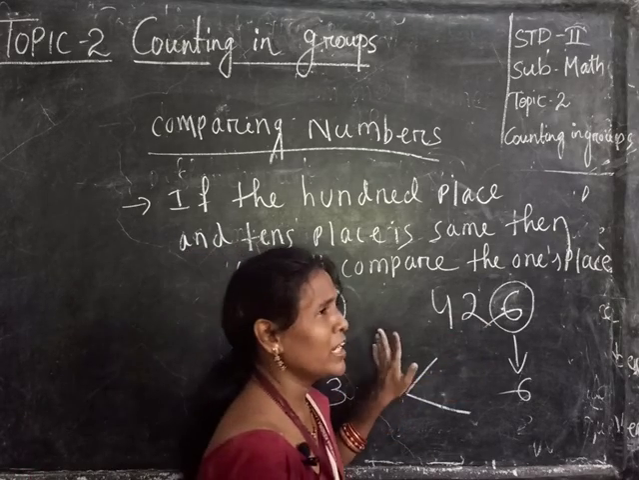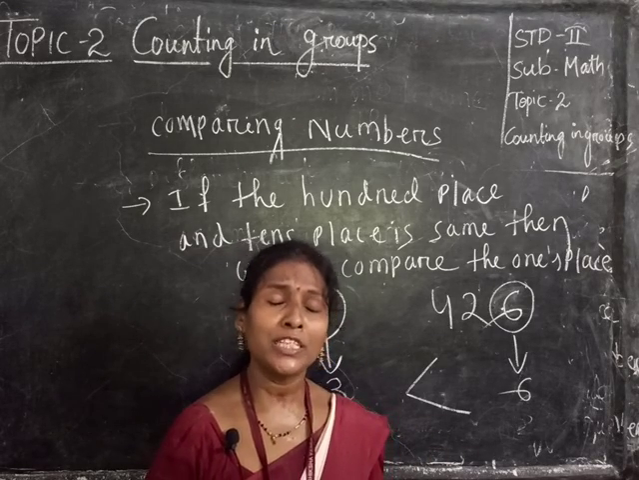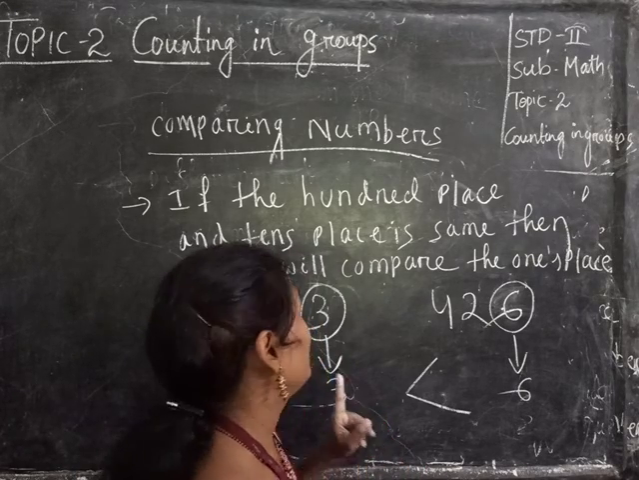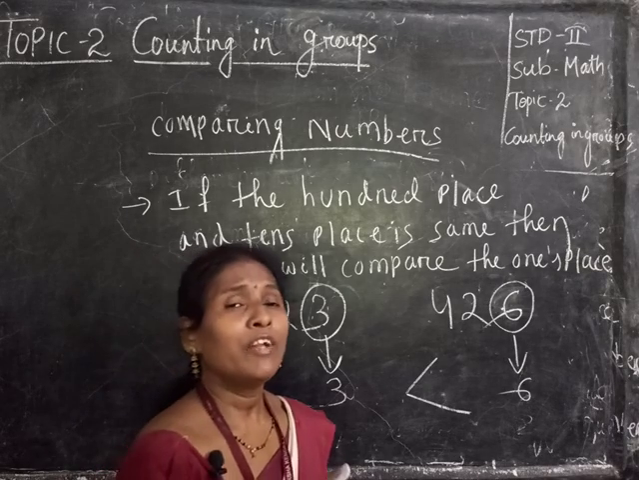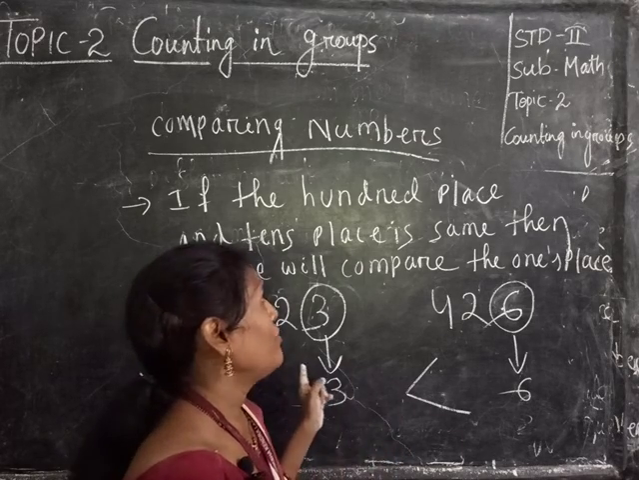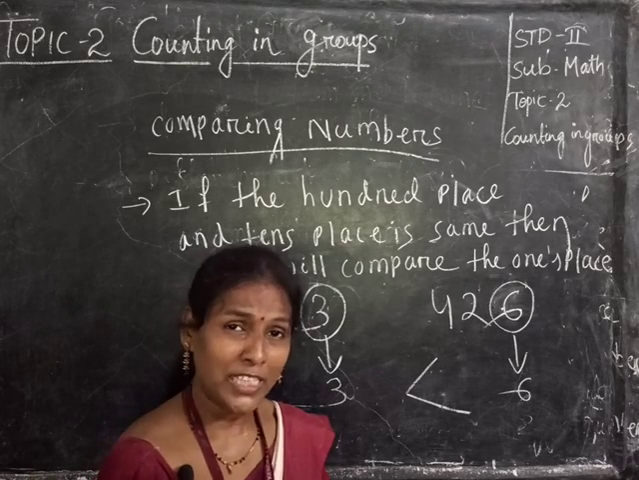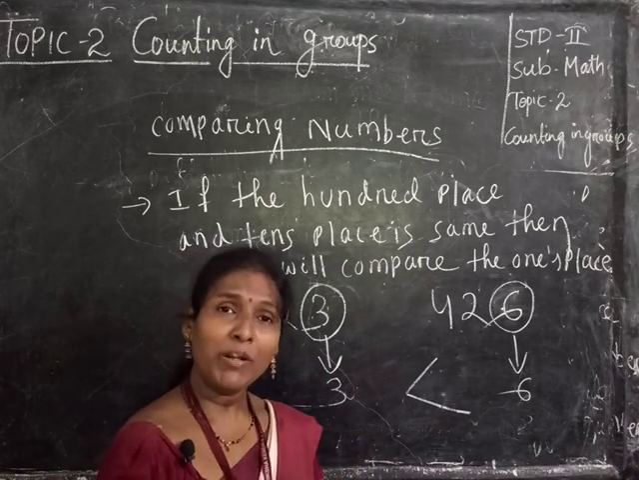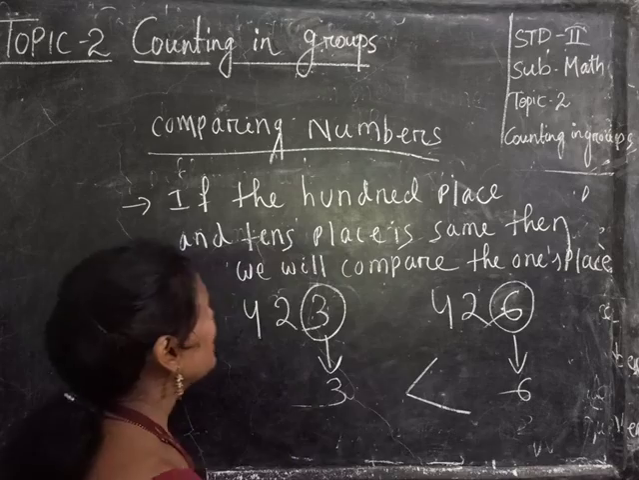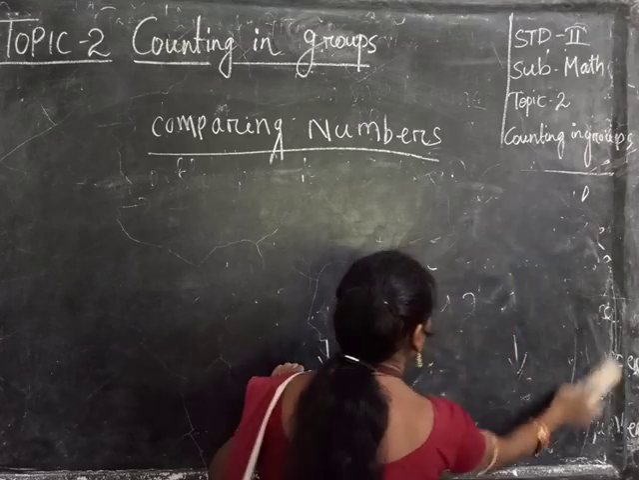So by comparing numbers, I have discussed with you 3 points. That means the number having more number of digits is always greater. Number 1. So number 2, if the digits are same, then first we will see the 100 place. Okay. Number 3, if the 100 place and the tens place are same, then we will go to which place? Ones place, right or not? Then we will see by using what? Number line. Let us see. What is number line? We'll see.